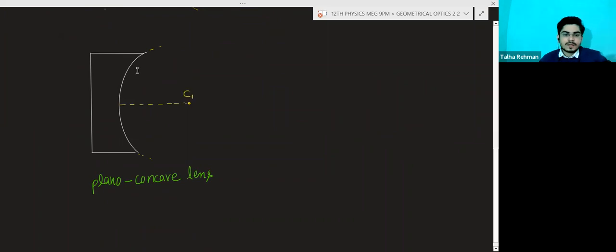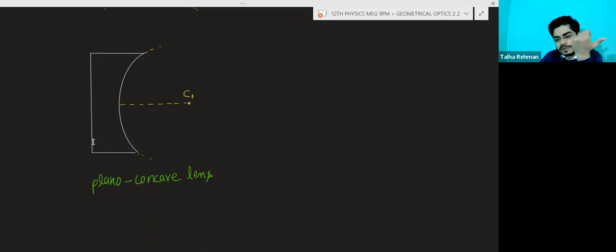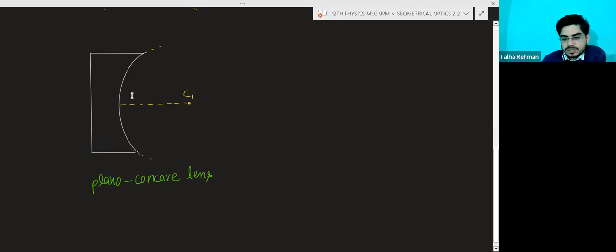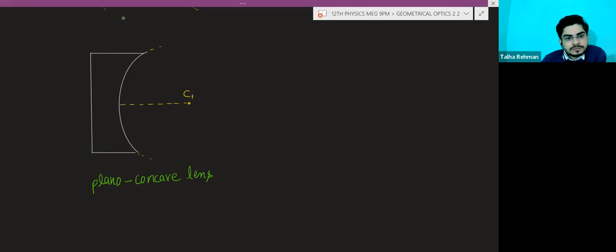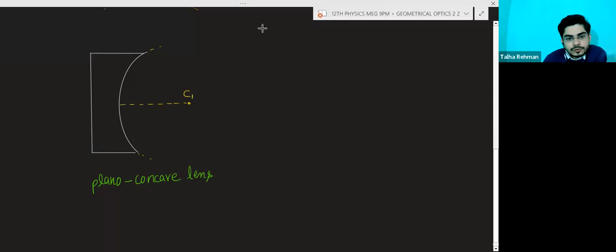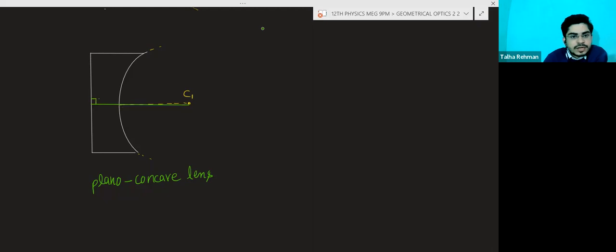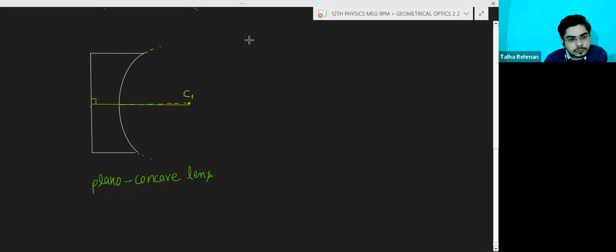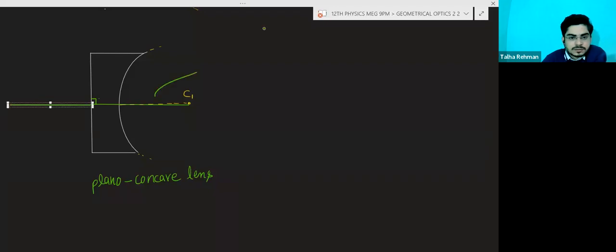Suppose this is C1. This is a spherical surface, so for a spherical surface there is a center. But this is a plane surface. Will there be a center for a plane surface? There will be no center for a plane surface. Now for defining the principal axis for this type of lens, you will draw a perpendicular from the center to the plane surface like this, and you can extend this also. So basically this line will be the principal axis.